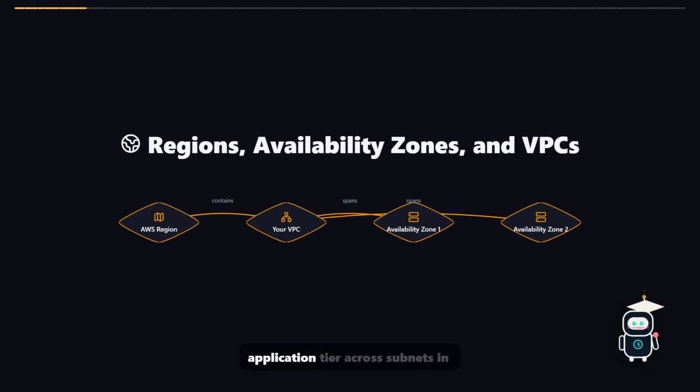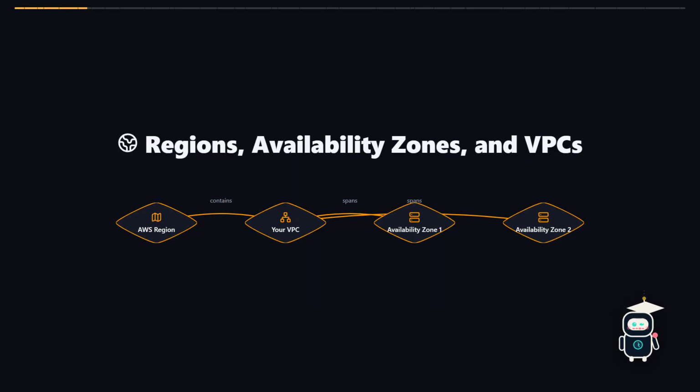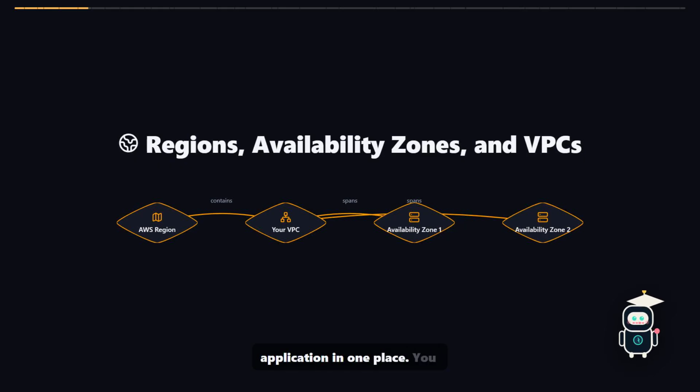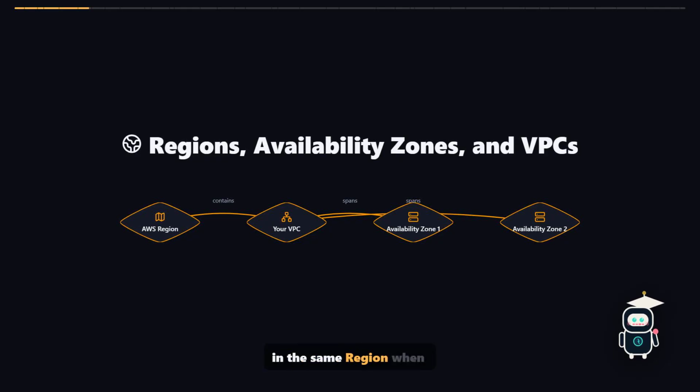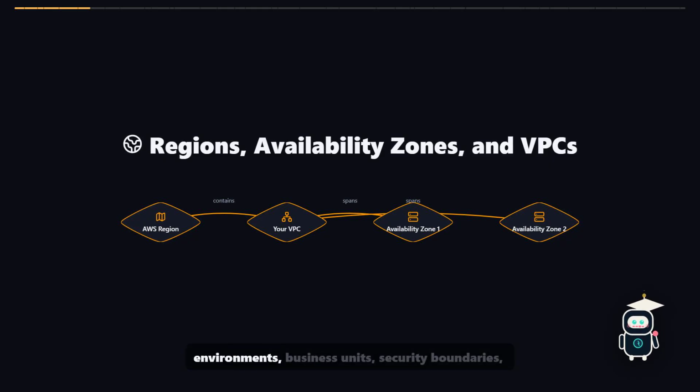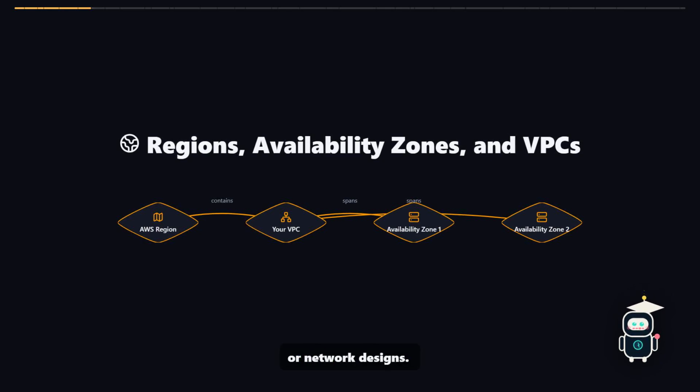Spread the application tier across subnets in more than one availability zone, rather than putting the whole application in one place. You can also create multiple VPCs in the same region when you need stronger separation between environments, business units, security boundaries, or network designs.